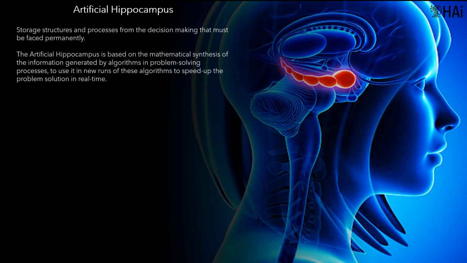The OPTEX Expert Optimization System is based on an artificial hippocampus, which stores structures and processes for scientific decision-making that must be permanently consulted. The artificial hippocampus stores, like in humans, the experience and the knowledge acquired over time.